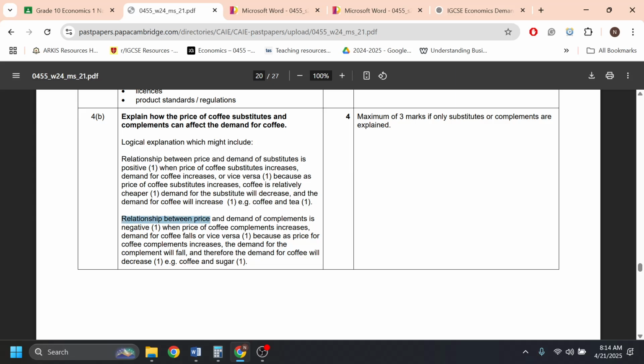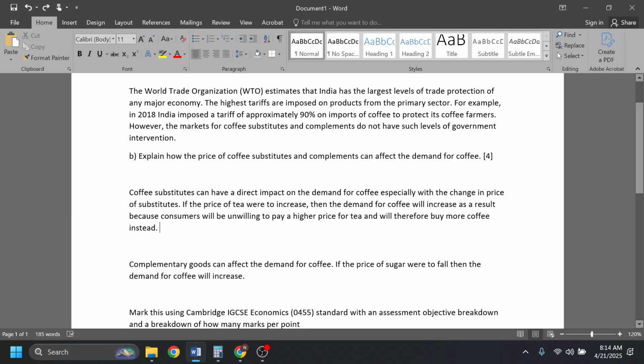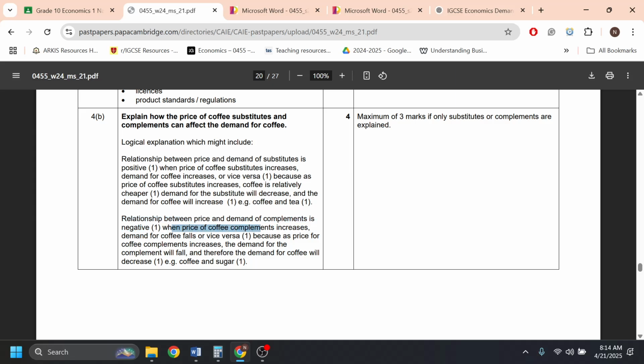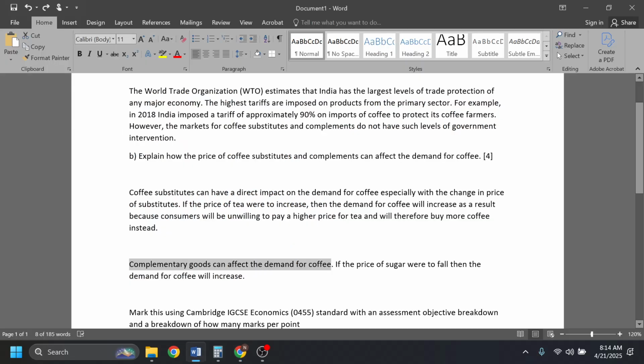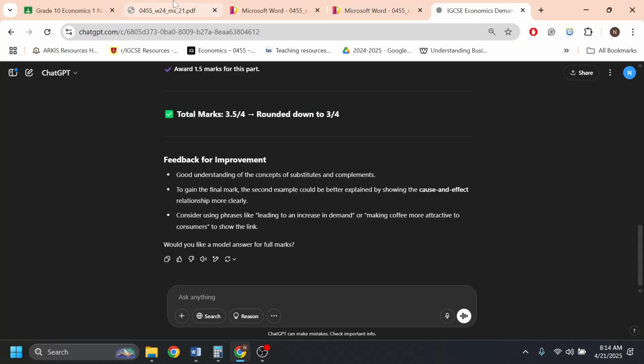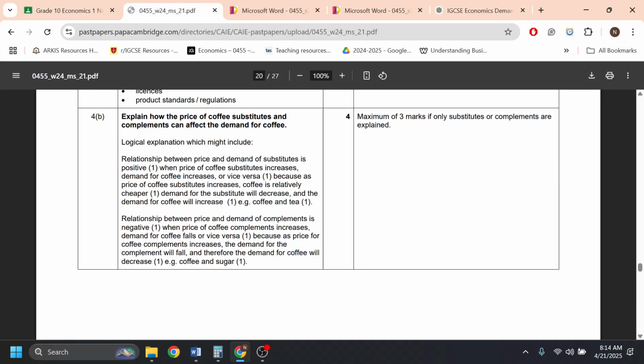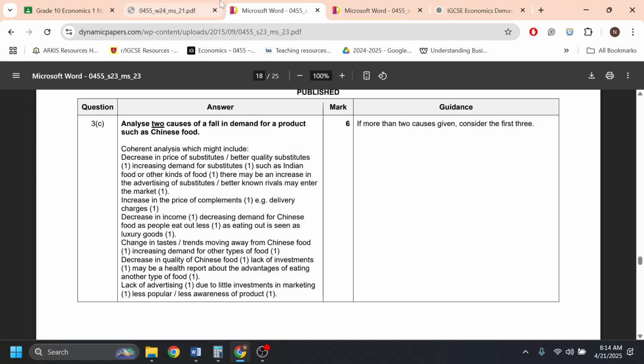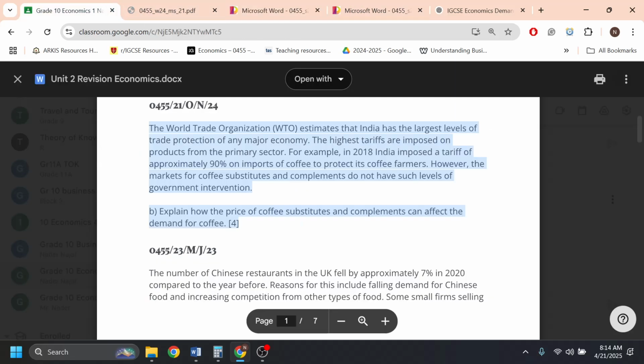Now here, the relationship between price and demand of complements is negative. I did not mention that. I just said it can affect it, and it's not enough. When the price of complements increases, demand for coffee falls, which is what I mentioned over here. And that's why I only got 1 mark. Okay? So you can see that the AI is actually fairly accurate in terms of marking it, especially with the standard and with the mark scheme, breaking it down the way it did. So let's go on to another question.